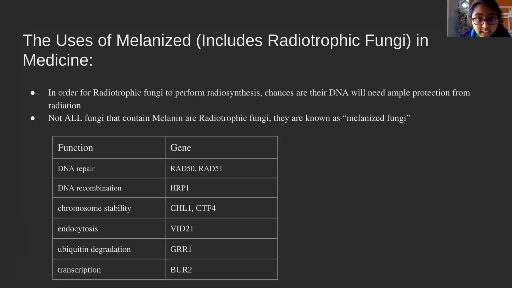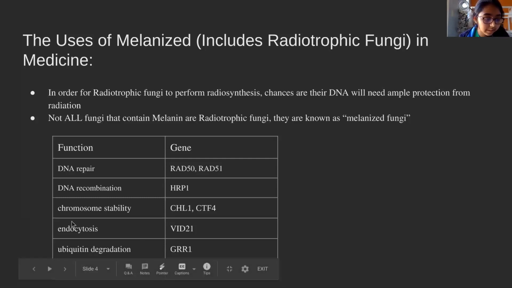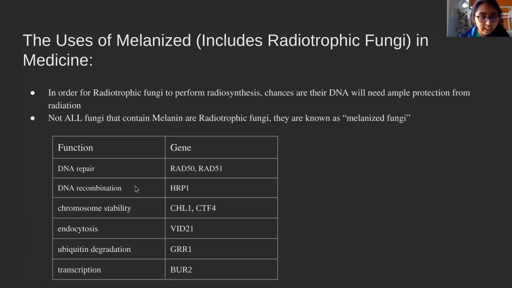And we can see a lot of interesting genes that are involved with protection against radiation. In S. cerevisiae, which is also known as Baker's yeast, this model organism carries many genes related to radiation damage, and they're related to DNA repair, DNA recombination, chromosome stability, endocytosis, ubiquitin degradation, and transcription. And all of these are pretty basic genes.